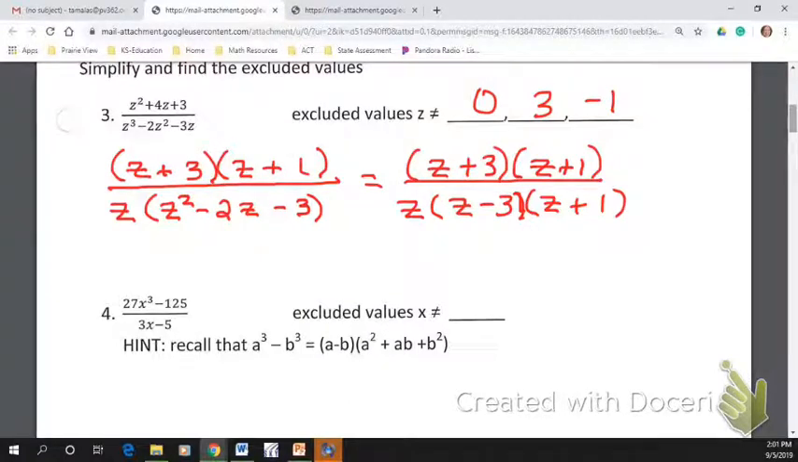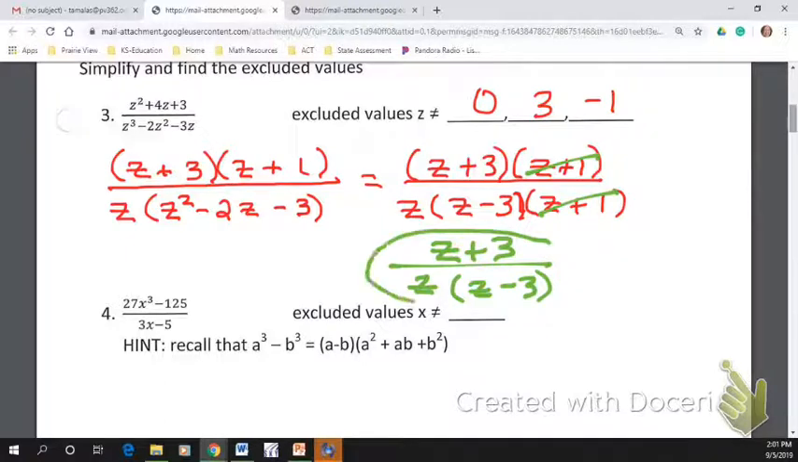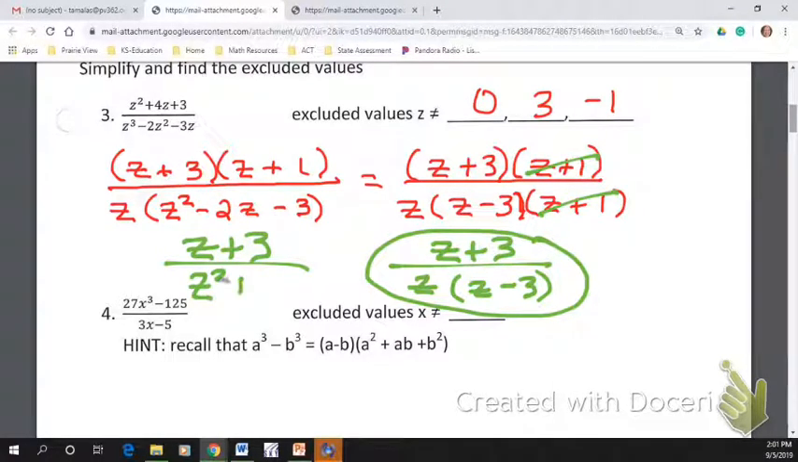Now, they also asked me to simplify. So to simplify this as much as possible, I'm going to cancel out the z plus 1s because they're exactly the same quantity. So then my answer is what's left: z plus 3 over z times z minus 3. So that's going to be my answer. Now, if you happen to do the distributive property in that denominator, it should accept it either way. So if you type in z plus 3 over z squared minus 3z, that should also be acceptable. In other words, I just multiplied that through there. Okay, does that make sense? Everybody good with number 3?